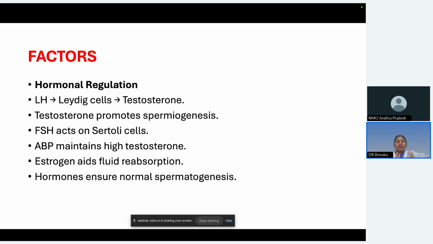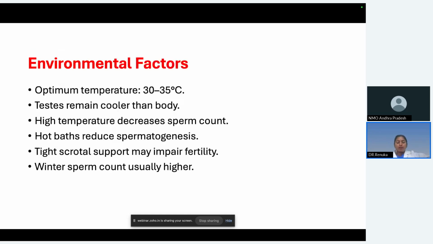Next, what are the environmental factors? The optimum temperature for this process to occur is 30 to 35 degrees centigrade. That is lower than the body temperature. The testis remains cooler than the body. We all know that because of the scrotum. High temperature decreases the sperm count. So usually sperm count is more in winter than in summer. In summer it is usually less. In winter it is comparatively high.